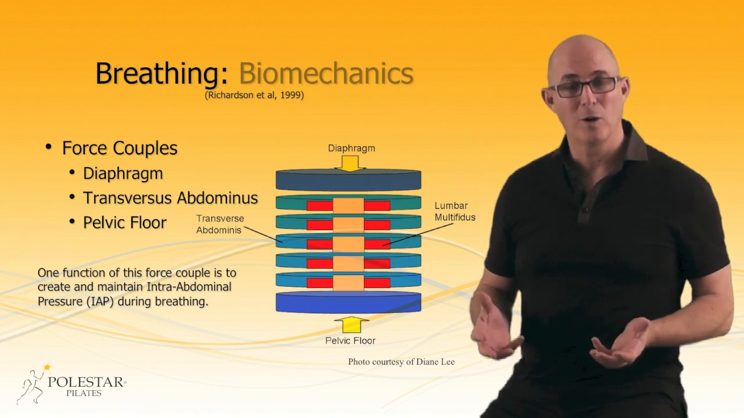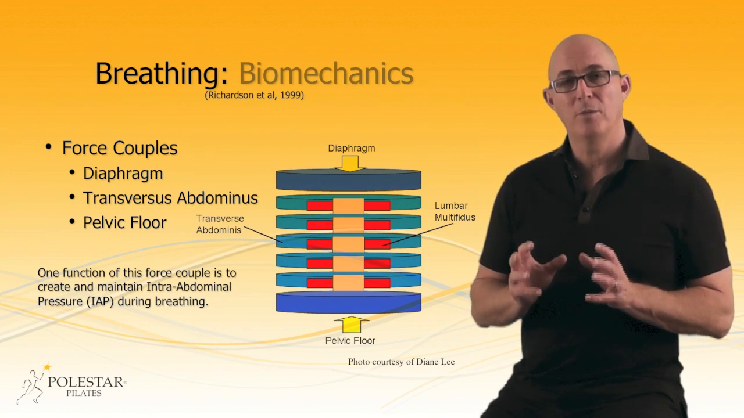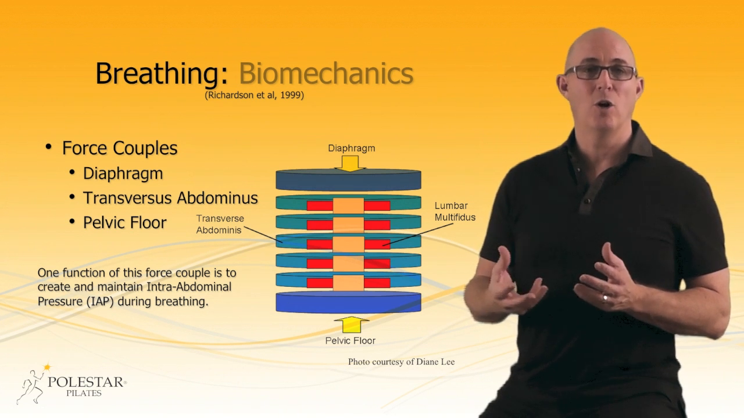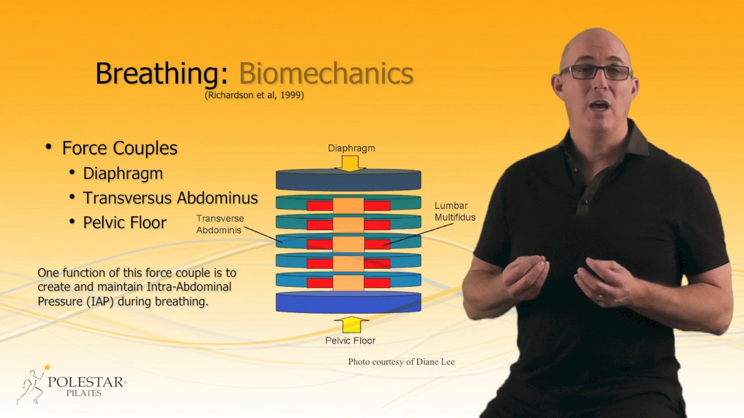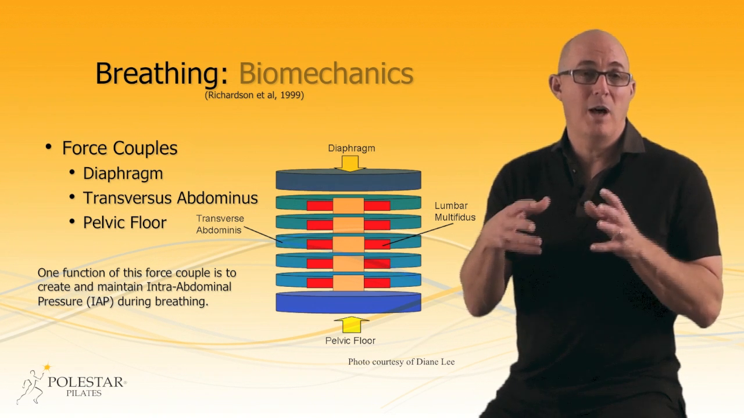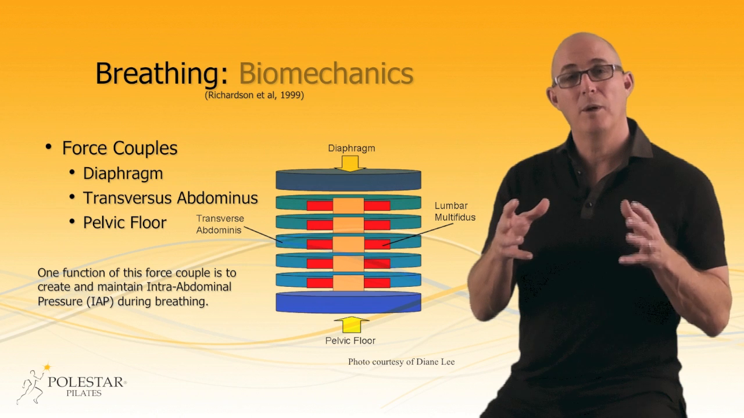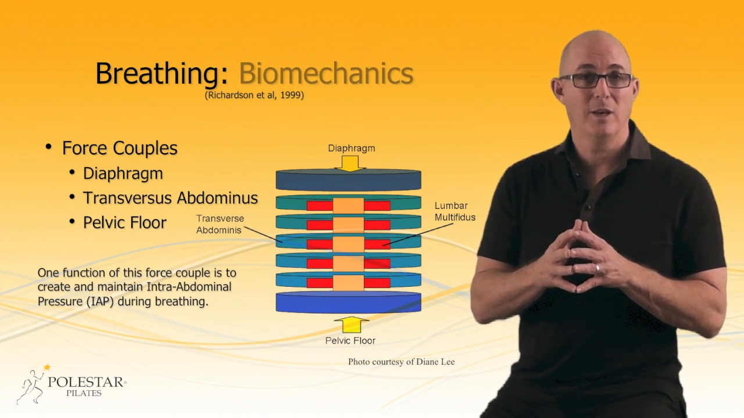So how does this work? If you could think that the activity that you wanted to participate in required a certain amount of tone or stiffness around the spine to be safe, it would recruit a certain amount of the multifidi and the abdominal muscles and the pelvic floor to be able to create that intra-abdominal pressure that's just right, okay?